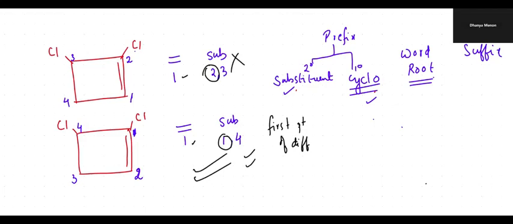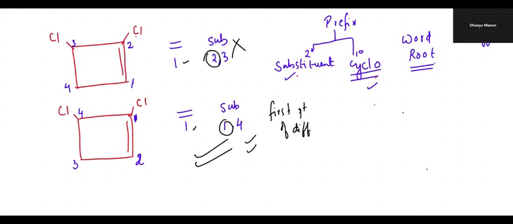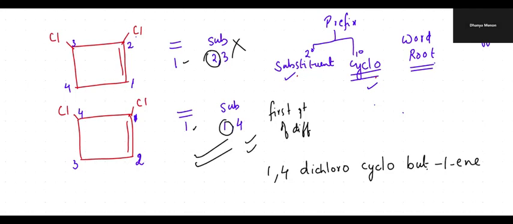Now writing the name. First, write the name of the substituent with the position: 1,4-dichloro. Then the primary prefix cyclo. Root word but. 1-ene. I hope you understood why we are going with this, because of the first point of difference. So we will not be using this.